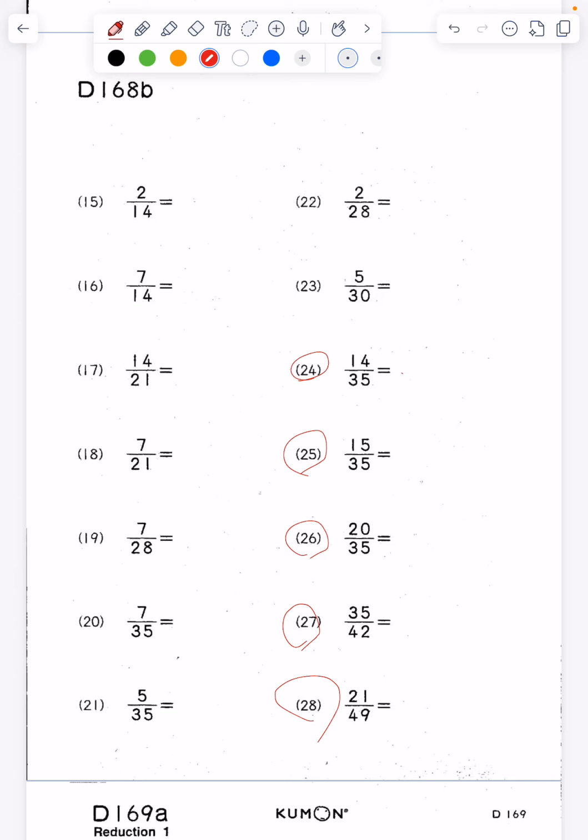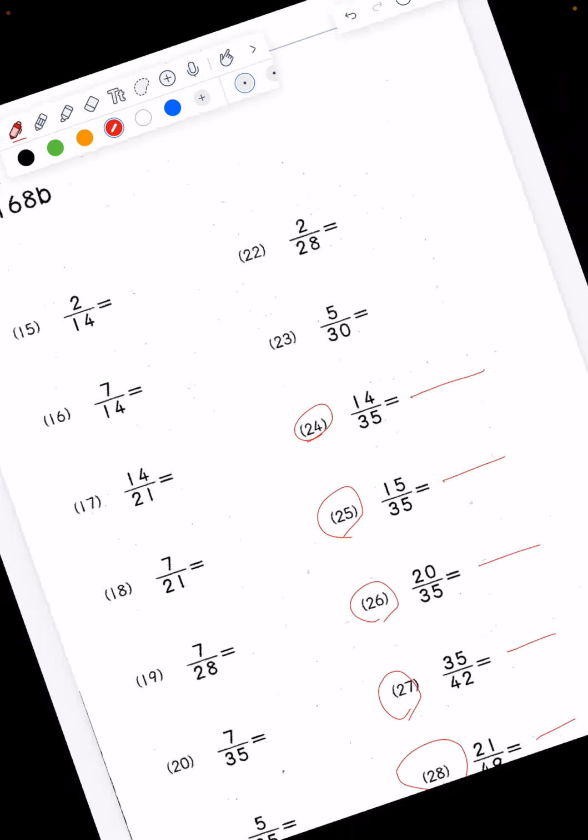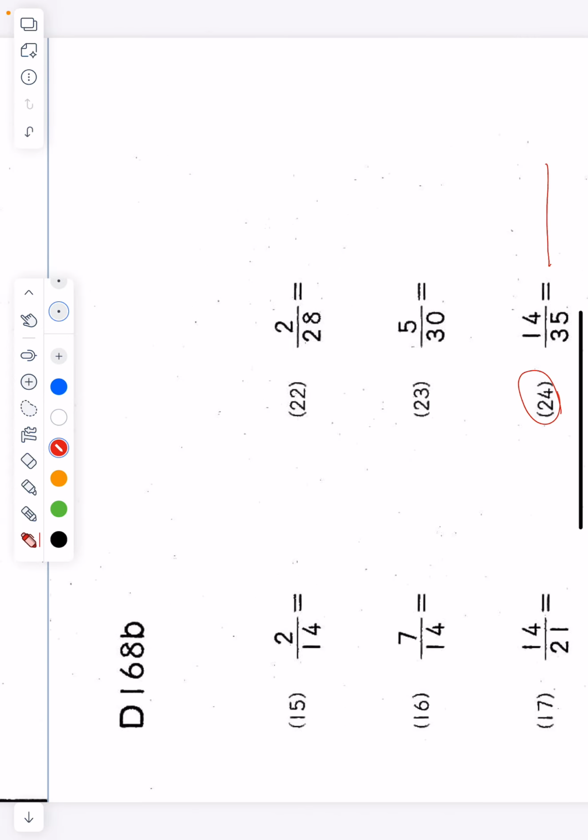So I'm gonna ask you to draw a line, like a line here, just right across. There we go. And a line here too. A little bit longer lines. And I'll tell you the reason why.